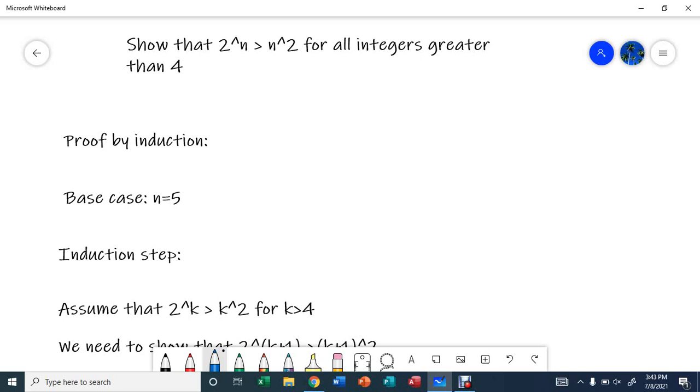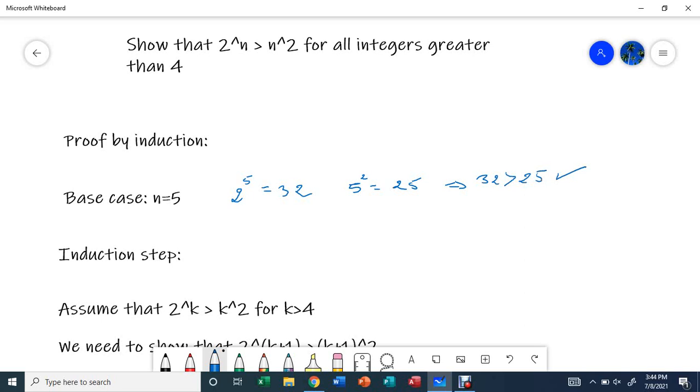So first let's start with the base case, when n equals 5. They said all integers greater than 4, so the next integer that's greater than 4 is 5. Let's check with 5. We have 2 to the 5th, which is 32, and 5 squared is 25. And you can see 32 is greater than 25. So the base case is true.